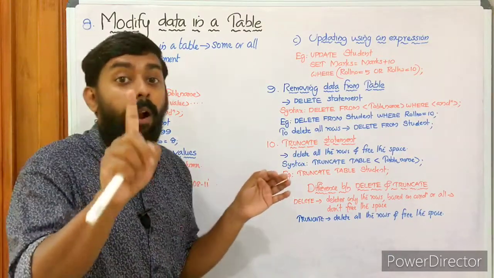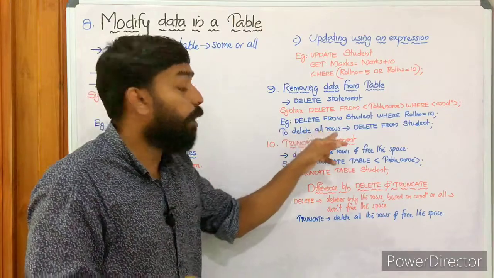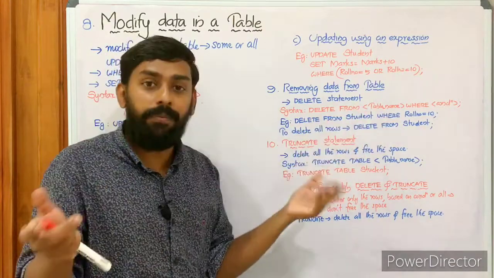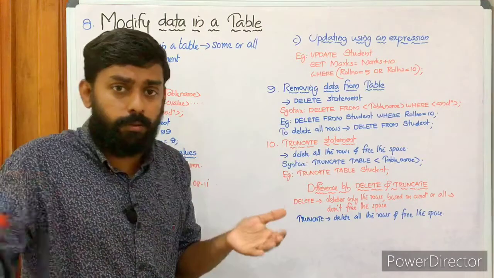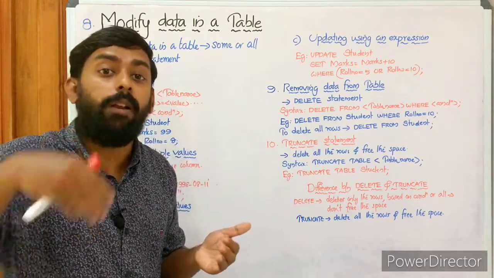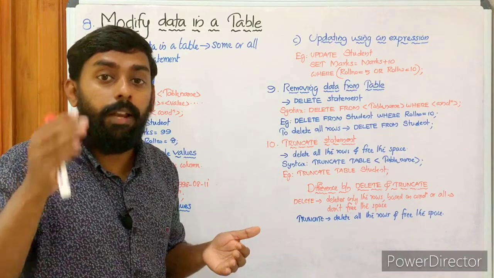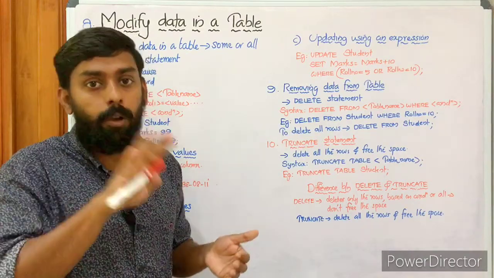But only one row, right? Then to delete all rows, delete from student can be applied. Delete from student deletes all the rows, but delete from student where roll number equal to 9 deletes only one row but all the columns.